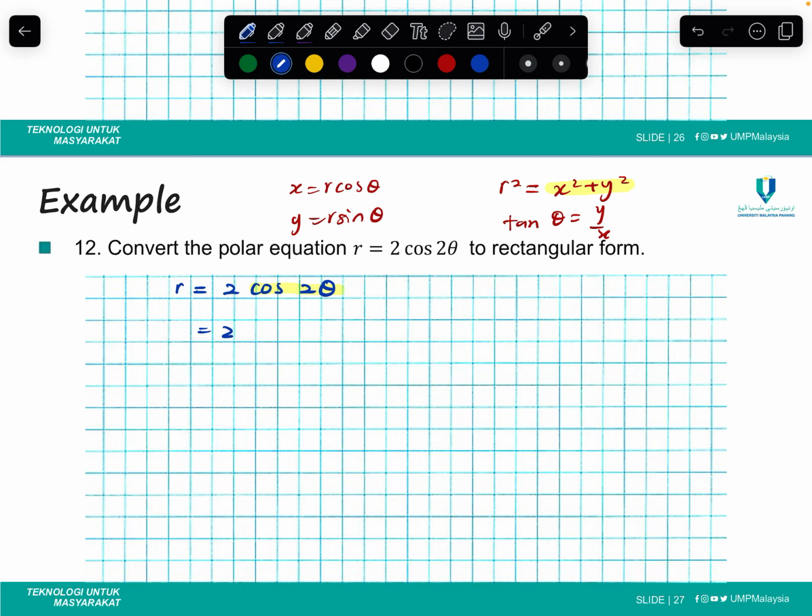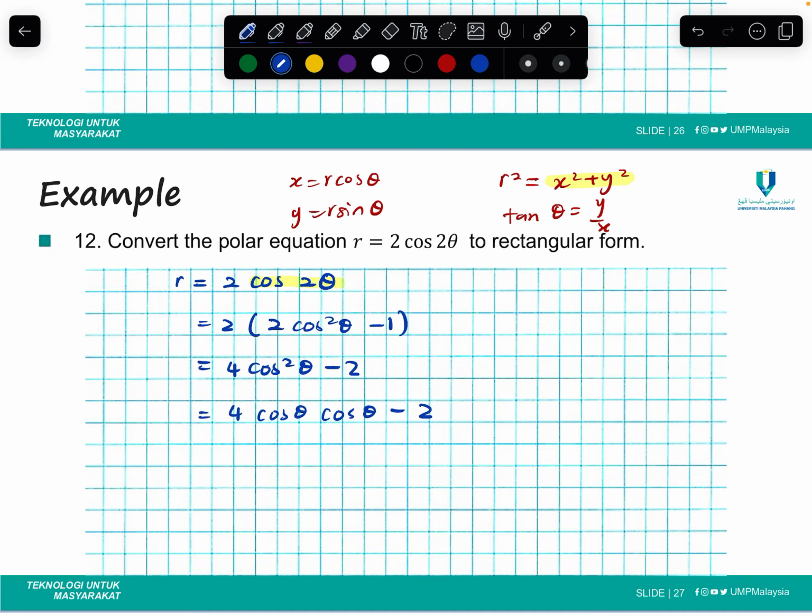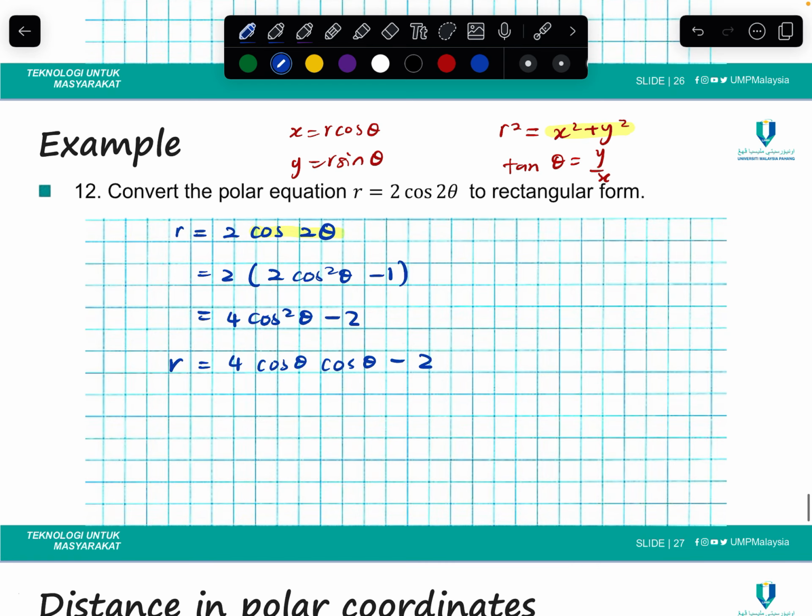So by using double angle, cos 2 theta can be represented by 2 cos square theta minus 1. Then we can try to expand this like this. Okay, so this is your formulation. Cos square means cos theta times cos theta. So this is your current formulation, and you want to apply the transformation rules in order to get y and x equation.